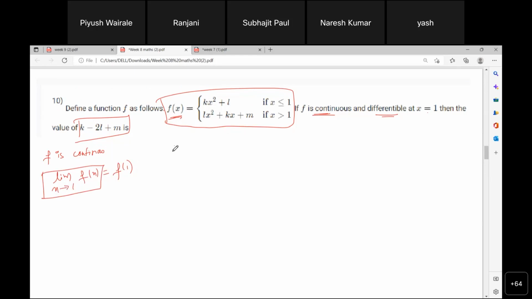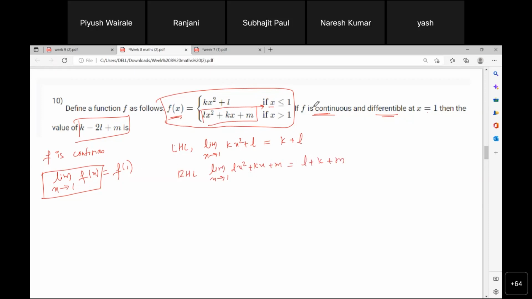So if I consider the left hand limit, limit x tends to 1, I'm going from the left hand side, from this side. So it will be k x square plus l. What will the value be? It is k plus l. Now what is my right hand limit? Limit x tends to 1. I have to consider this function because I'm going from the right hand side, that is l x square plus kx plus m. What is the value? l plus k plus m.